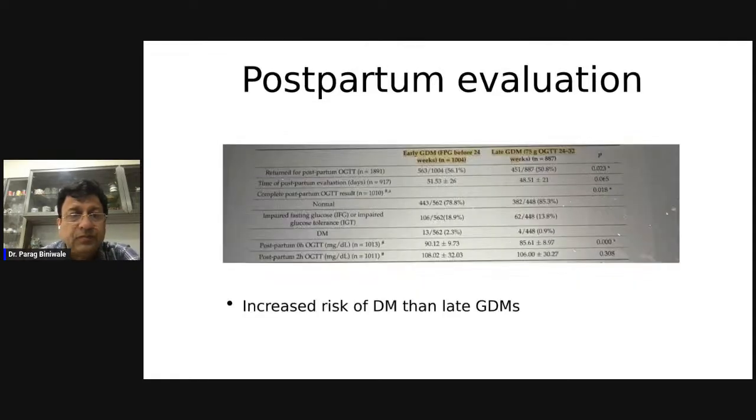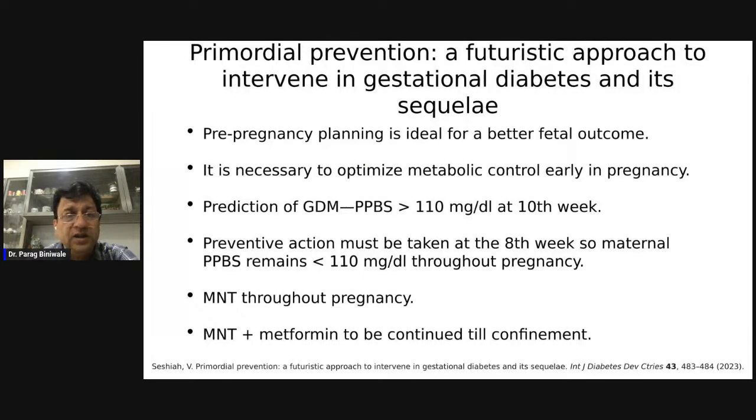And in the postpartum phase as well, it is important that we monitor these women, and we should not forget that in women who have early gestational diabetes there is an increased risk for gestational diabetes mellitus than women in late gestational diabetes.